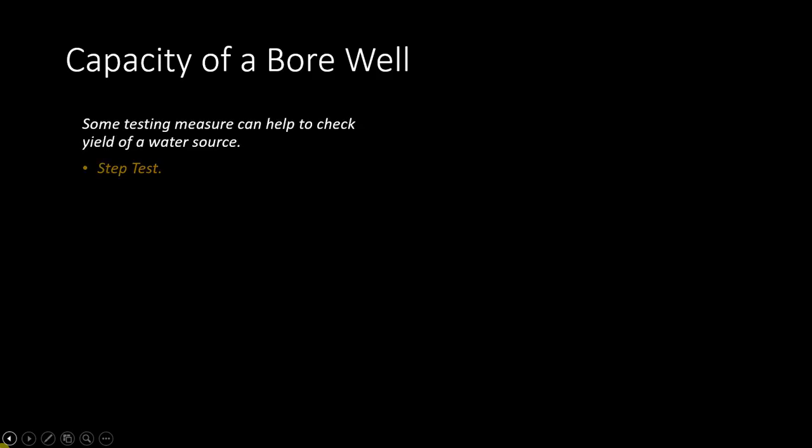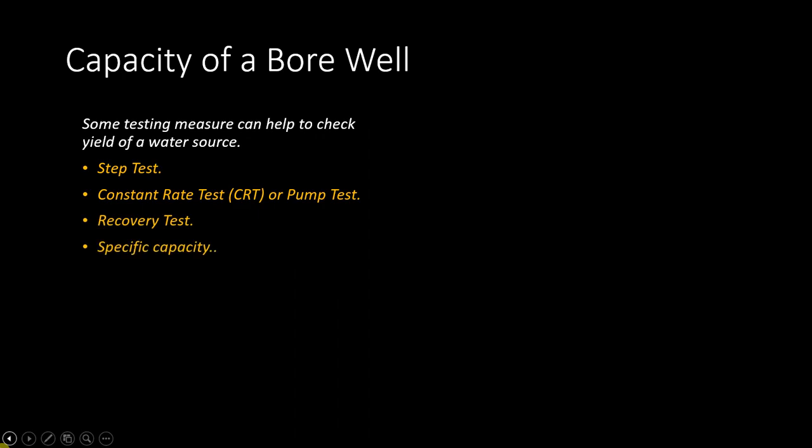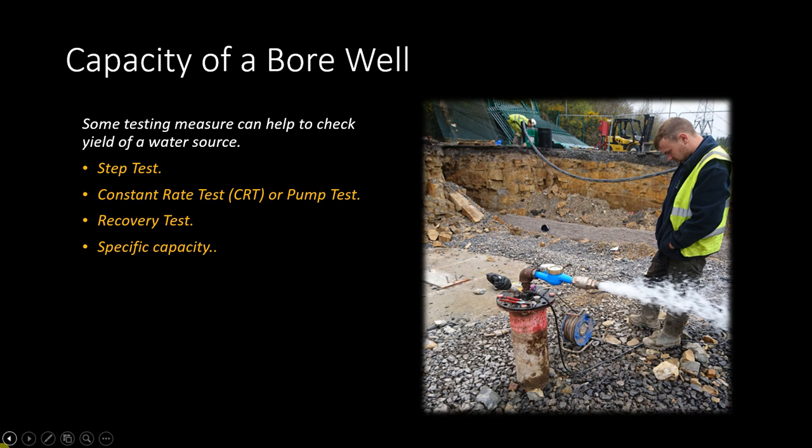In order to assess the capacity of a bore well, we need to conduct a number of tests. Test number one is called the step test. Test number two is called the CRT, or constant rate test, or we can simply say a pump test. And test number three is called the recovery test. When we conduct the step test, the constant rate test, and the recovery test, then we can determine the specific capacity or yield of a bore well.